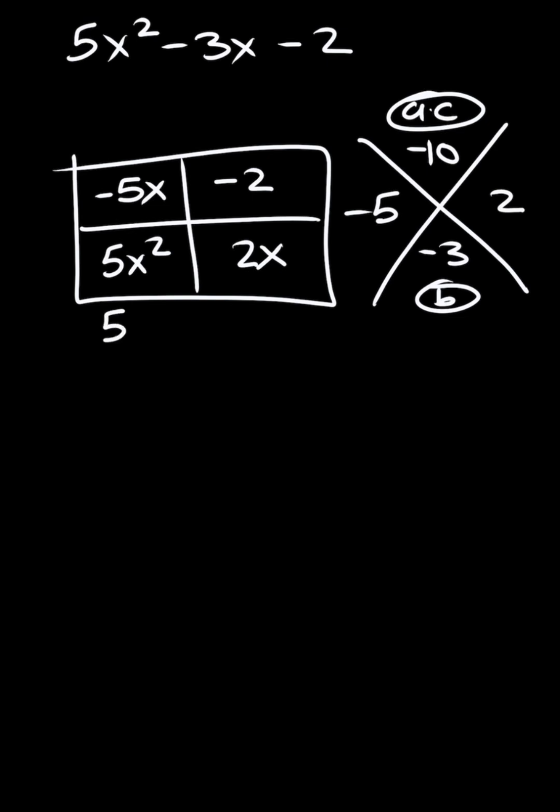They both have a 5 and they both have an x. Now let's look at this one alone. What do I need to multiply to give me 5x squared? And I already have 5x. A single x.